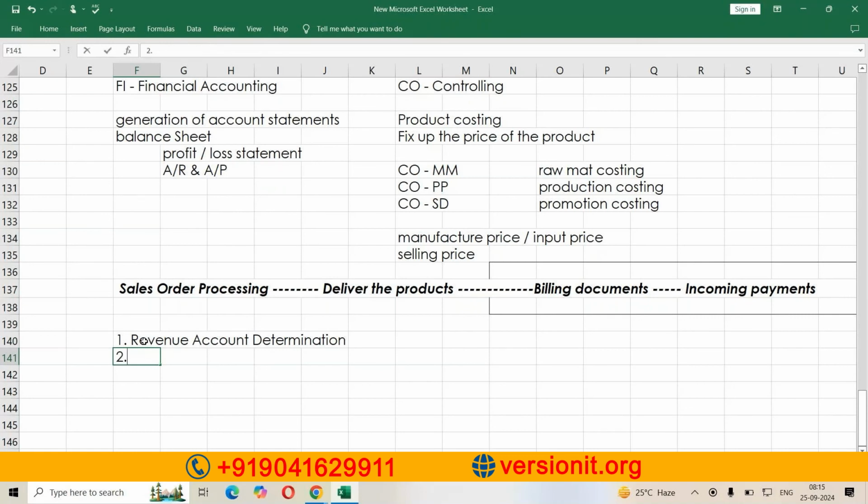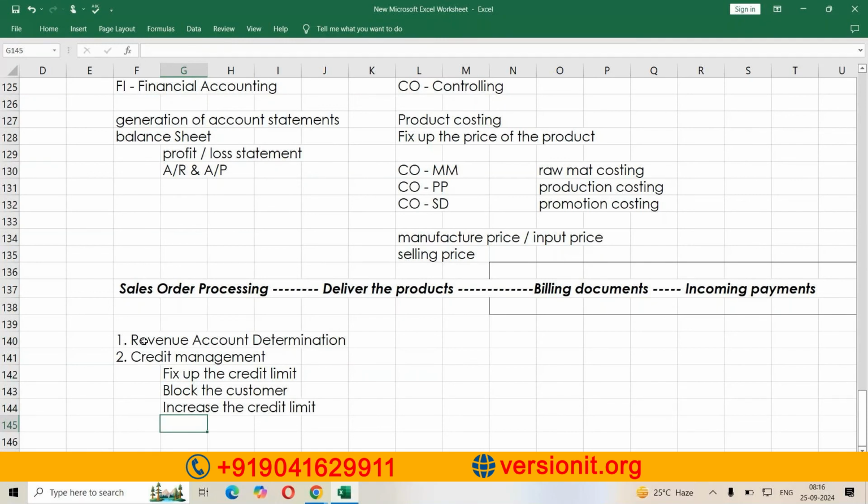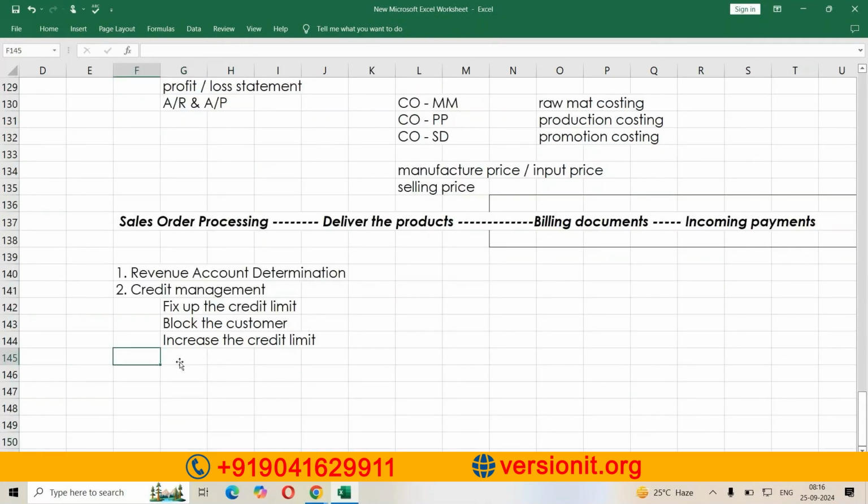Second concept we deal with is credit management. In case the company is offering goods on credit to the customer, what are the steps involved in fixing the credit limit? Based on what parameters is this credit limit going to be fixed? Then how to block the customer in case the customer's credit limit has been exceeded? How to increase the credit limit? In case the customer is doing good business with the company, we will be increasing the credit limit so that he can buy more products from the company. So how this entire credit management is going to be executed, we learn that.